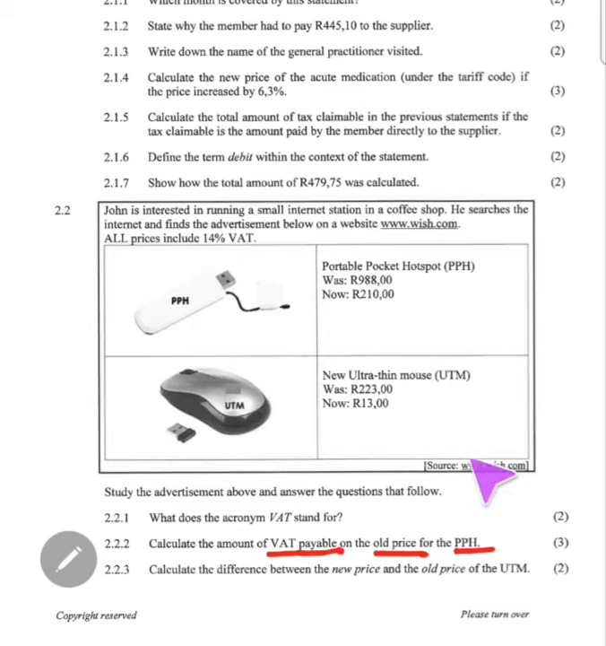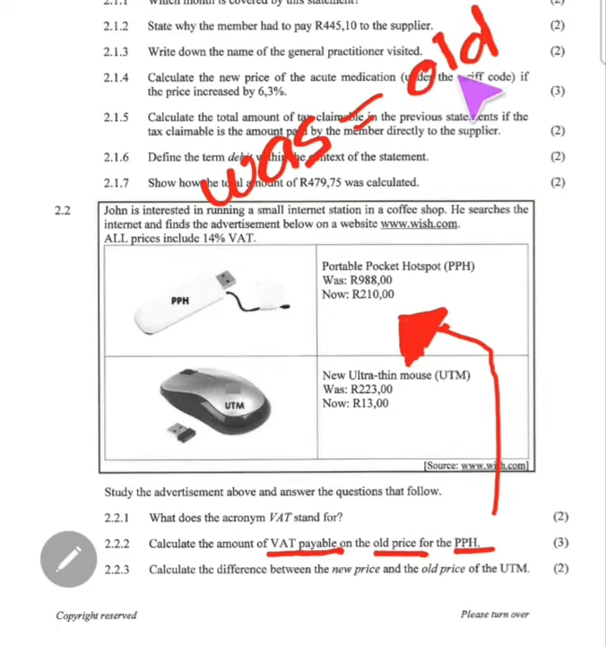So the question talks about PPH. You will notice there's PPH, there's UTM, but in this case we will look at PPH. That is our first keyword there. Our second keyword, old price. Now notice again, in the question, are they talking about old price and new price? What we will need to do is to basically use our logical mind. We know that was should be equal to old. Now should be equal to new.